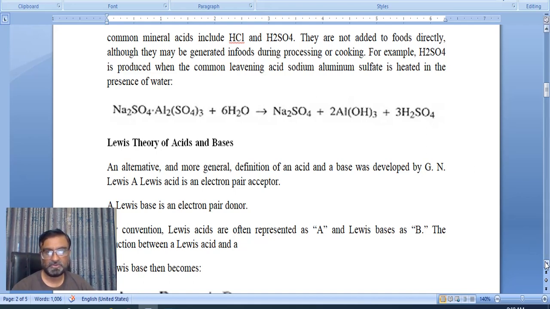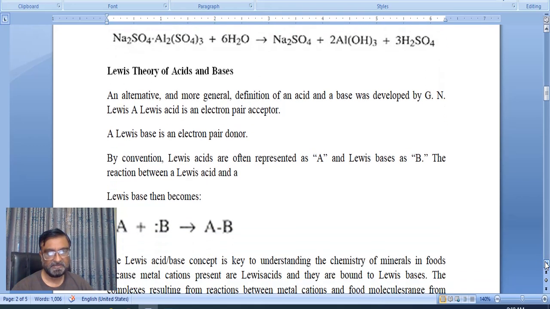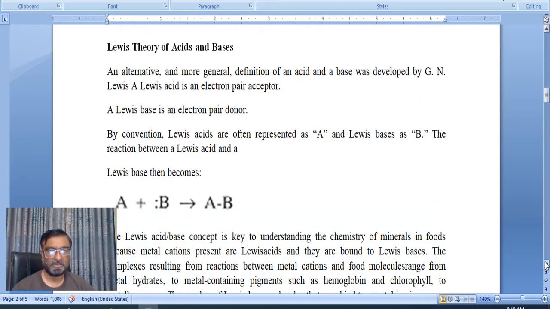Another theory about acids and bases, again a very renowned one, is the Lewis theory, alongside the Bronsted theory. Bronsted theory talks about protons, but the Lewis theory talks about electrons. So a Lewis base is an electron pair donor. By convention, Lewis acids are often represented as A and Lewis bases as B. So acid plus base, A plus B, gives the adduct AB. This is the salt.